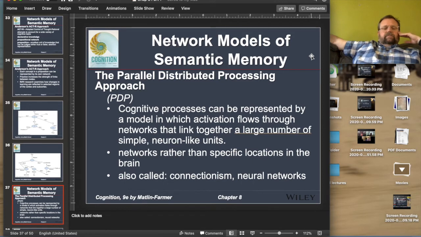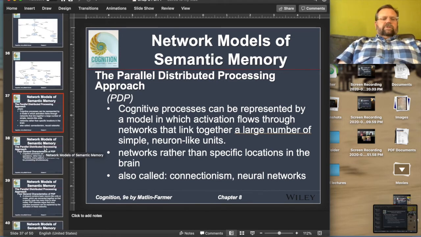So certain cognitive processes can be represented by a model in which activation flows through the networks that link together a large number of simple neuron-like units. So it's the case that networks, rather than specific locations in the brain, are where we hold different kinds of information.